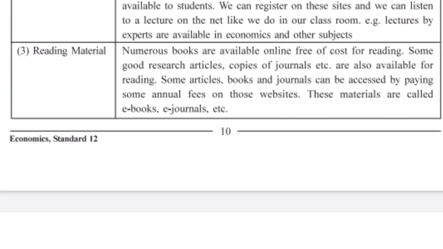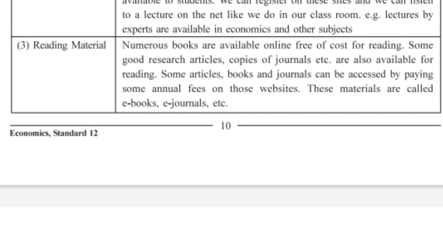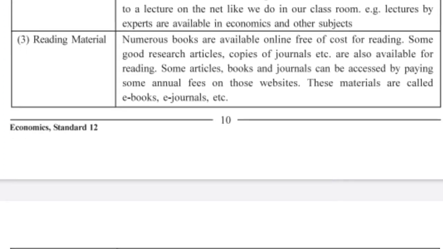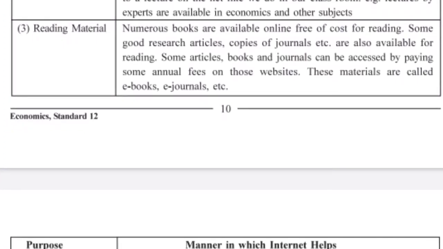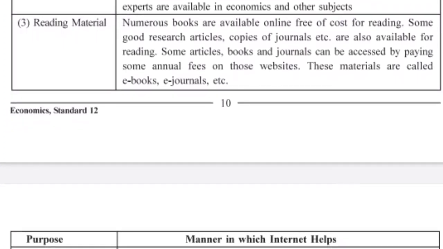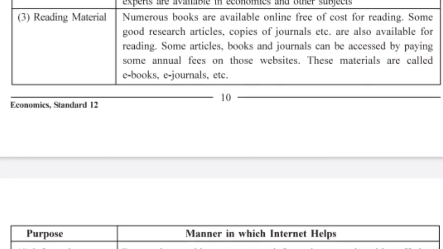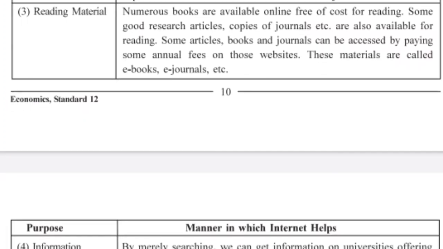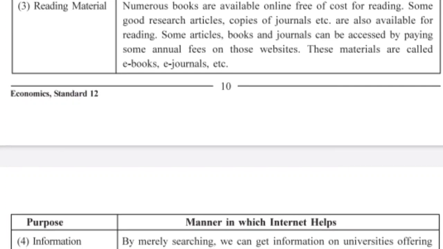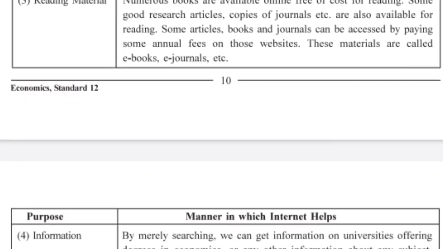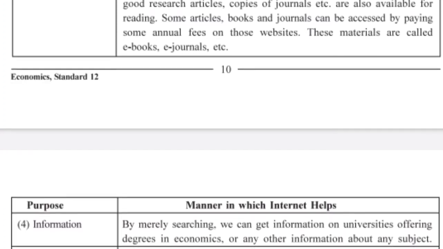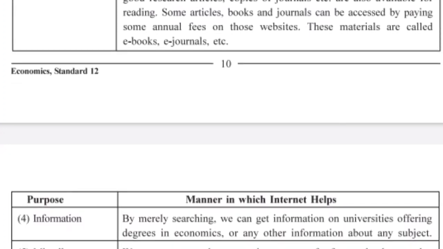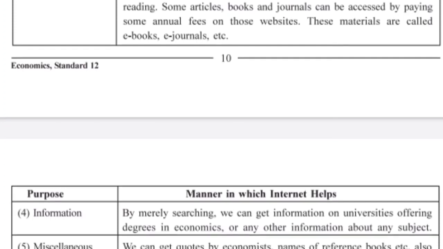Now the fourth is information. By manually searching, we can get information on universities offering degrees in economics or any other information about any subject. You can search any information on Google. Fifth, miscellaneous. We can get quotes by economists, names of references, books, and more on the internet by using search engines like Google. And sixth is data.